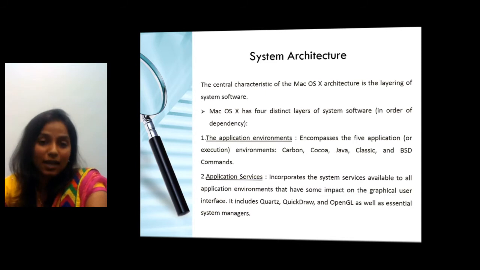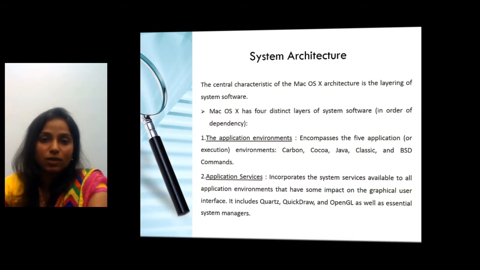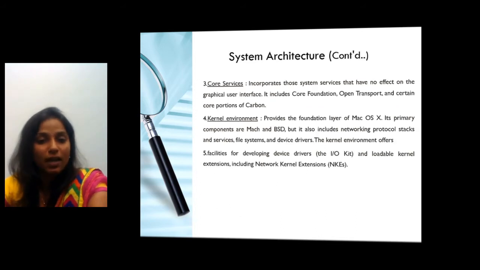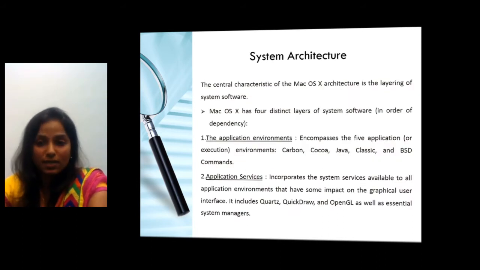9660. The system architecture. We now have a brief idea about the system technologies of Mac OS X. Later on, we are discussing the system architecture of Mac OS X, which is a completely layered architecture. Mac OS X has 4 distinct layers of system software: application environment, application services, core services, and kernel environment. We have already seen this in the diagrammatic representation of Mac OS X, where the application environment contains 5 environments: Carbon, Cocoa, Java, Classic, and BSD commands.